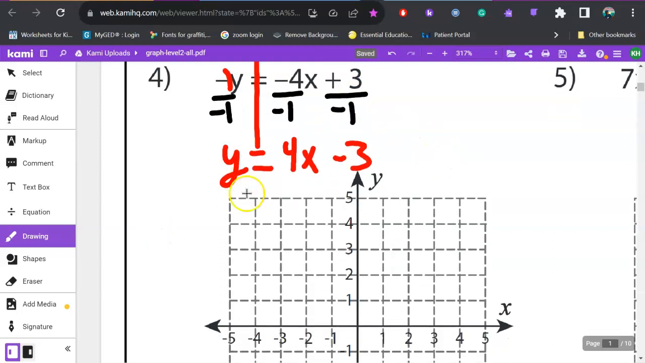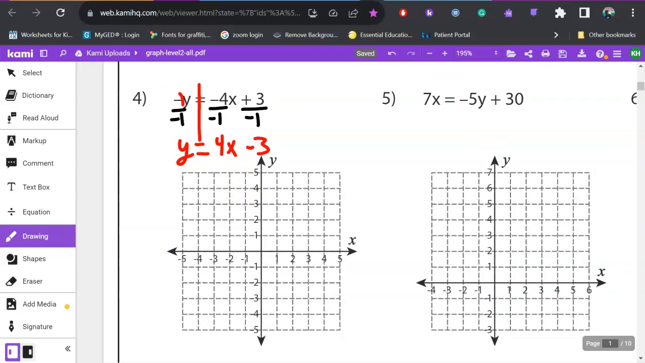That I can graph. So that one was pretty easy. I didn't have to rearrange. I didn't have to move one thing to the other side of the street, etc. because it was already in y equals mx plus b form. I just had to get rid of the -1. So I got rid of the -1 by dividing out -1 with everything. Therefore, it changed my equation to y equals 4x minus 3.